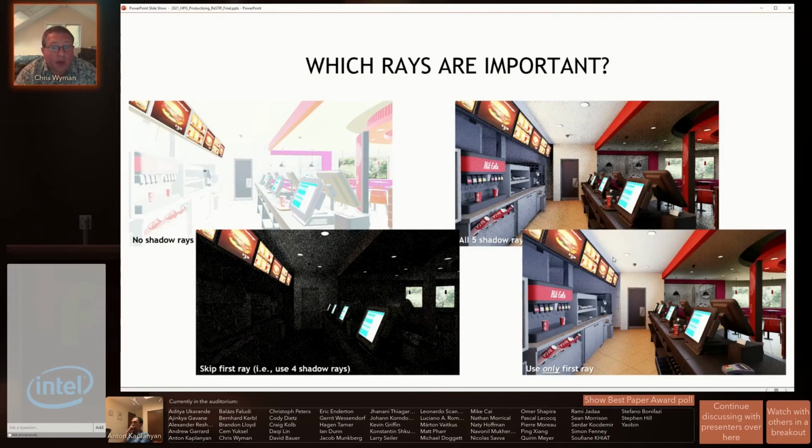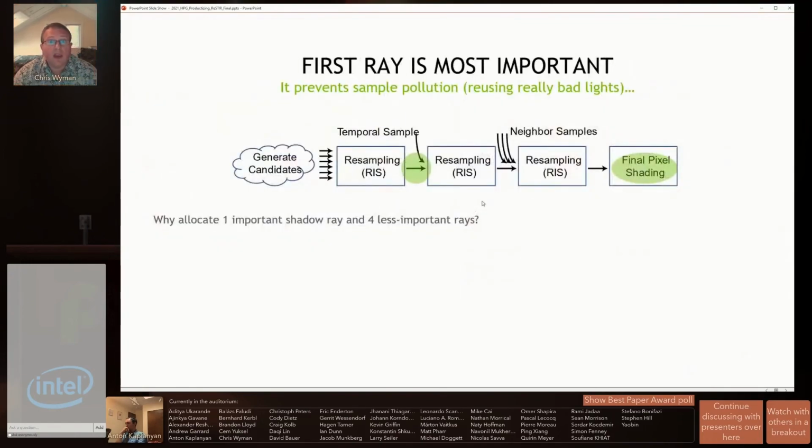But on the bottom right, I've removed the last 4 rays during final pixel shading. I'm only using 1 ray per pixel. And if you compare those two on the right, the aggregate illumination is actually quite similar. What you've lost by taking away those final 4 shadow rays are the contact shadows behind, say, the glasses on the soda fountain. And so what you can take away from this is that the first ray is the most important.